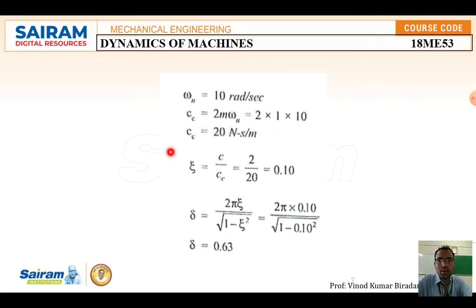Once you find this, we can easily calculate zeta, which is equal to C by Cc. C is given as 2 and Cc is 20, so substituting, you are going to get 0.10. So here the system is an underdamped system, since zeta is less than 1.